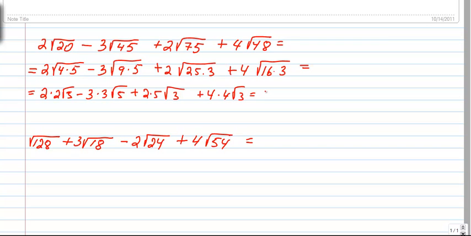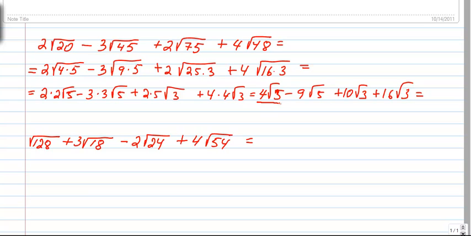And now we need to multiply the coefficient, so that becomes 4 radical 3 minus 9 radical 5 plus 10 radical 3 plus 16 radical 3. And now we have, by the way, this is 5. I did not write it right, so it's 5 here, radical 5. So we have here radical 5.